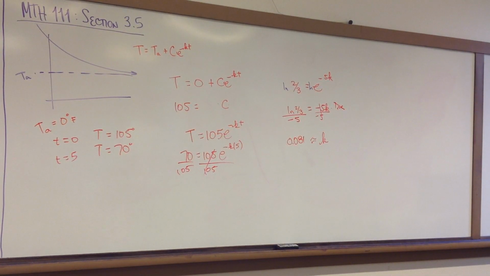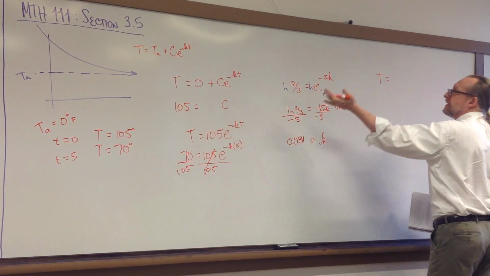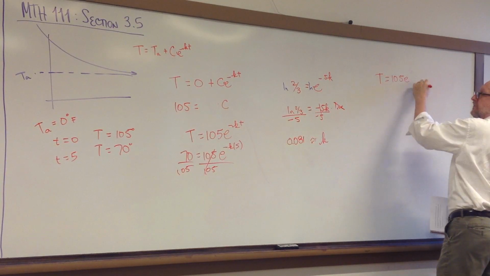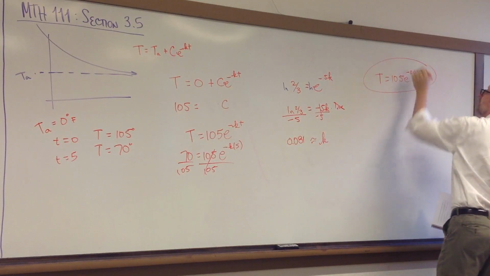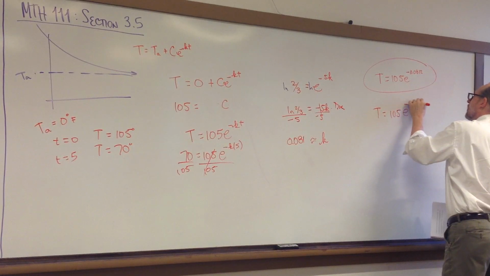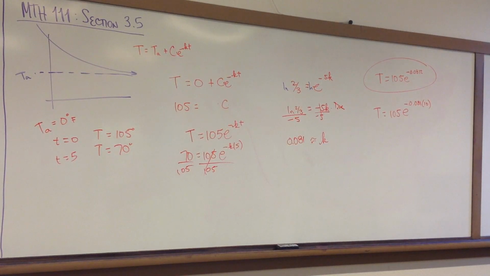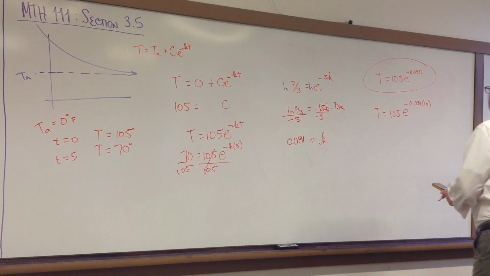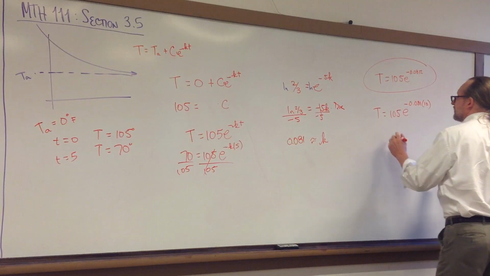Let's see here, find an equation. Oh, right. So now that we've got our equation, our temperature is 0 plus 105 e to the minus 0.081t. Okay, so now we want to know what's the temperature going to be in 10 minutes. So there we go. We'll make a calculation, 105 e to the minus 0.081 times 10, about 46.7 degrees.